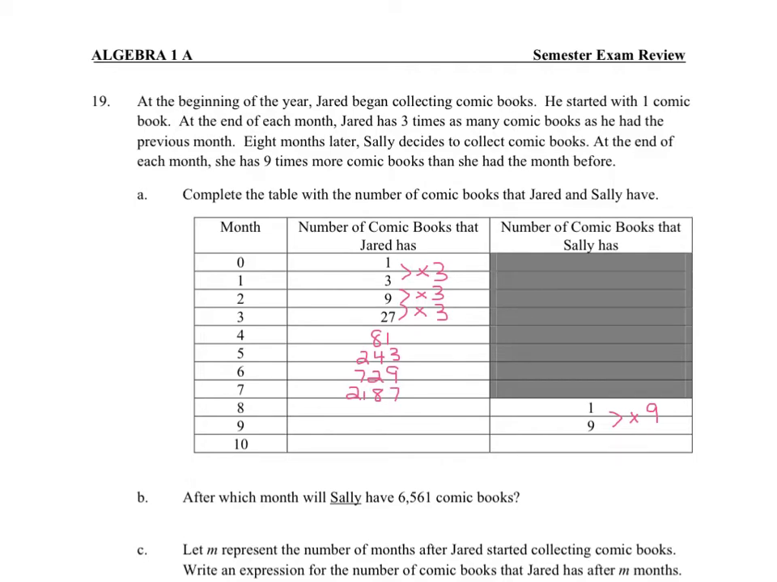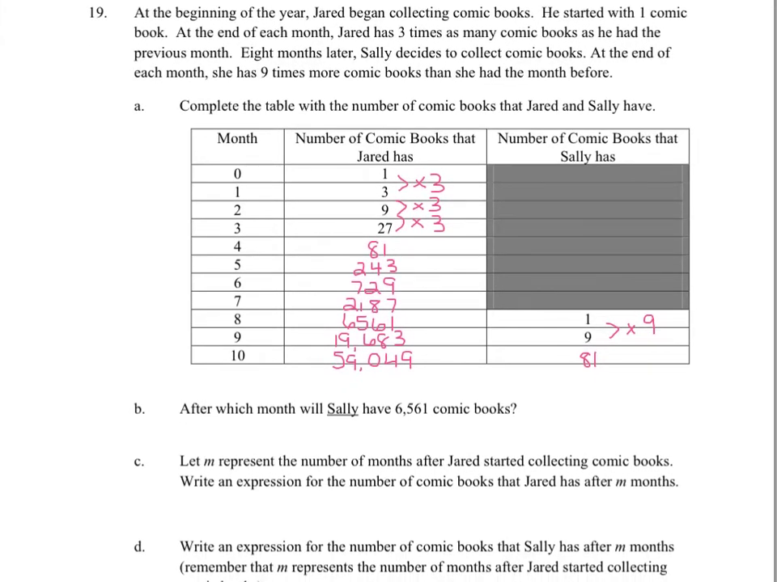2,187 times 3 is 6,561. 6,561 times 3 is 19,683. And 19,683 times 3 is 59,049. With Sally, we have 1 times 9 is 9, and 9 times 9 is 81. So now we've completed the table.